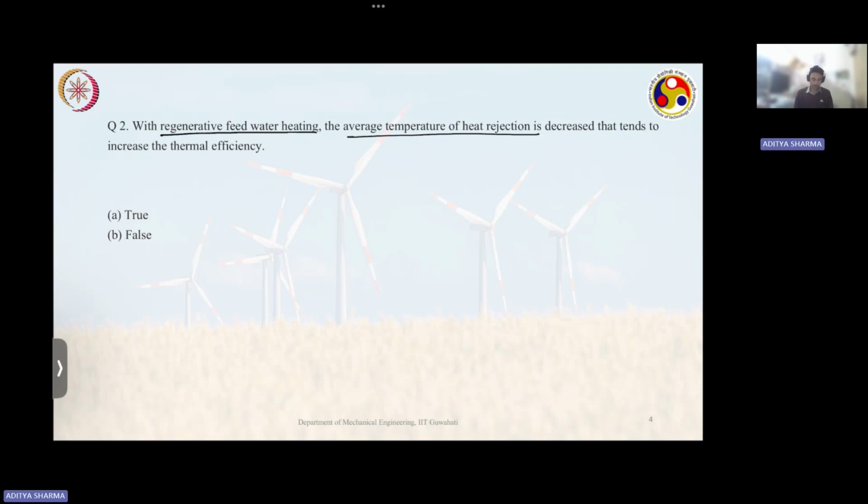But in the context of your regenerative feed water heating, whether that is correct or not, that you have to see. So in this regenerative feed water heating context, this is not correct. In that case, this comes out to be a false statement, right? So this is your second question.